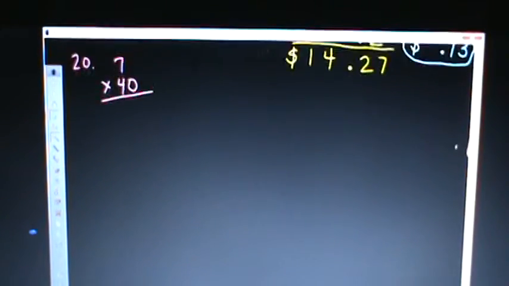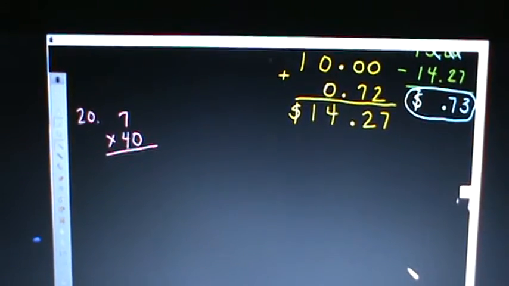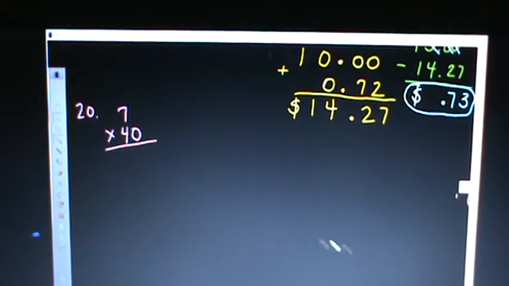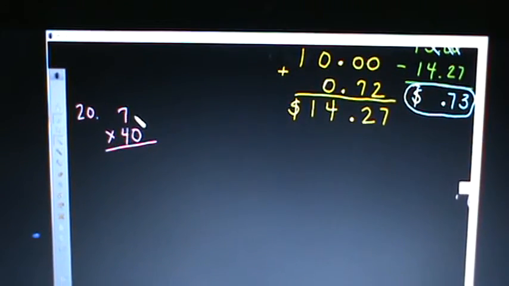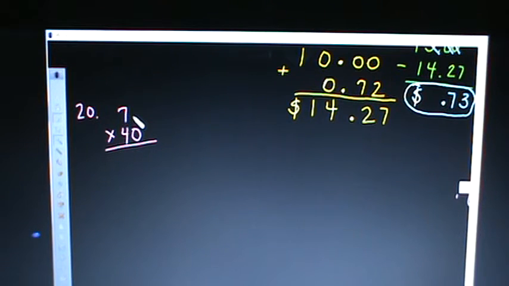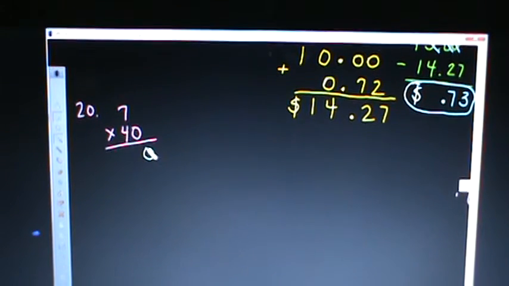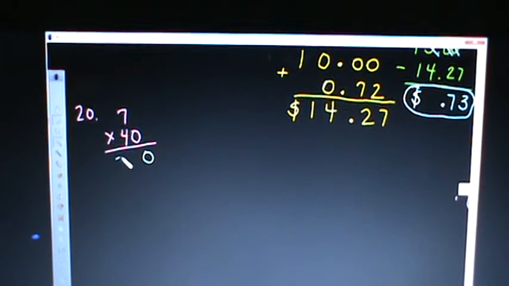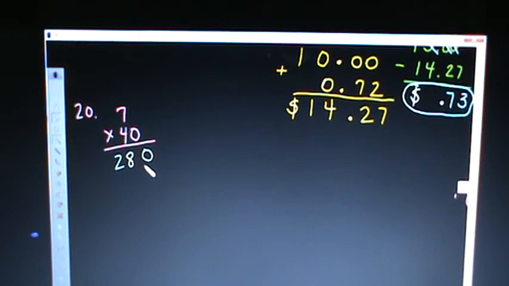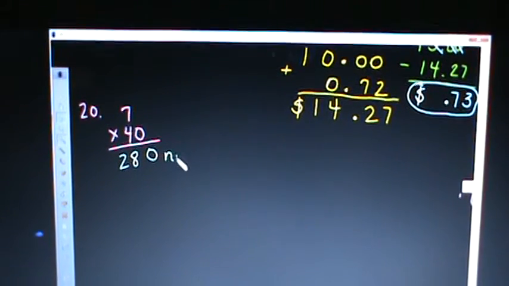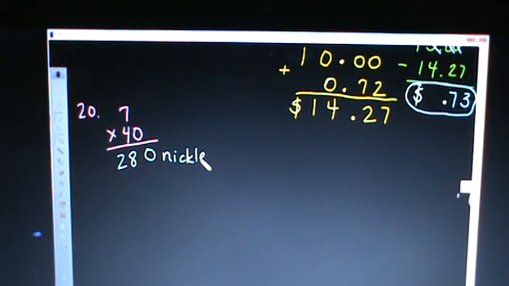And 20. Went way too far. 20 says, Maria has 7 rolls of nickels. If each roll has 40 nickels in it, how many nickels does Maria have? So this is a multiplication problem. So we're multiplying 7 times 40. We're going to drop the 0. 7 times 4 is 28. So she has 280 nickels.